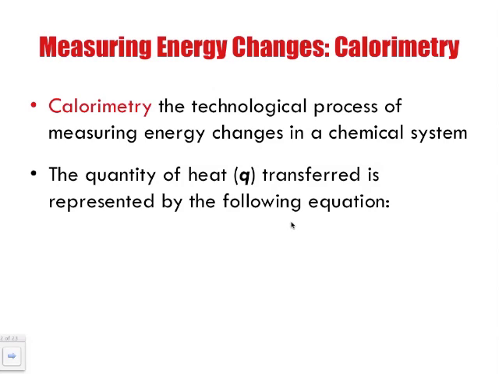So, measuring energy changes, calorimeter. A calorimeter is a technological process of measuring energy changes in a chemical system. Now, one really simple calorimeter that we can actually create is with polystyrene cups. So you get a polystyrene cup, and you seal it, right? So two of them, one over the other, and stick a thermometer through it. So it almost looks like a drink here. You stick your thermometer through it as a standard, really simple calorimeter that can be used to do some simple chemical changes.